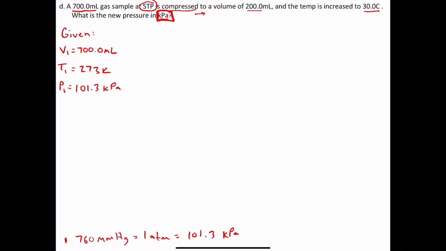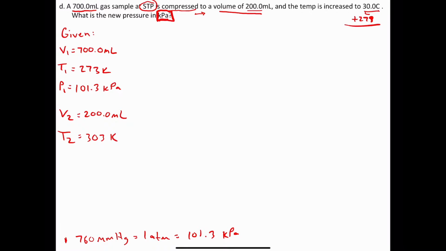Okay. Also, there are some other things that are given too. We have a volume, so we have a V2. It's 200 milliliters. We have the temperature. It increased to 30, so we have T2. Remember, this has to be plus 273. So when you add that, it's going to be 303 Kelvin.